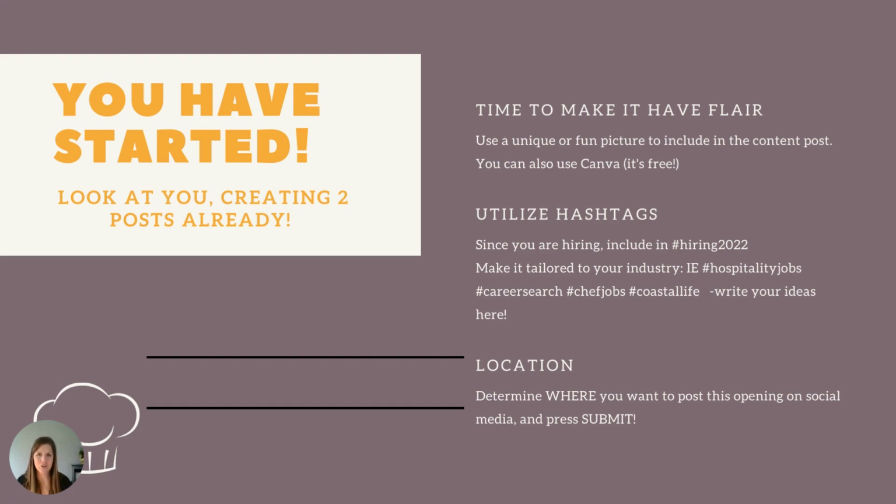All right, look at you. You started. You've created 2 posts already, maybe 3. So it's time to make it have flair, right? Find some hashtags. Use something fun like now hiring 2022, or if it's a chef related position, hashtag chef jobs. Think of something that's really unique to your industry to use as a hashtag. A lot of those hashtags people will trend by or search. So if someone is looking for a job right now, they could search hashtag hiring 2022 and end up finding your company that way.